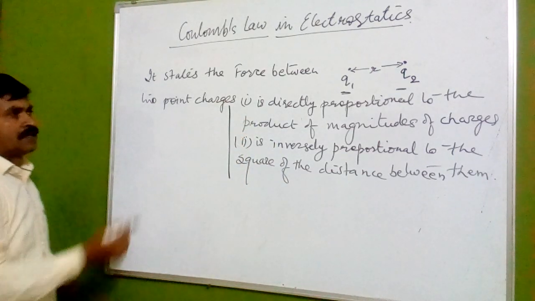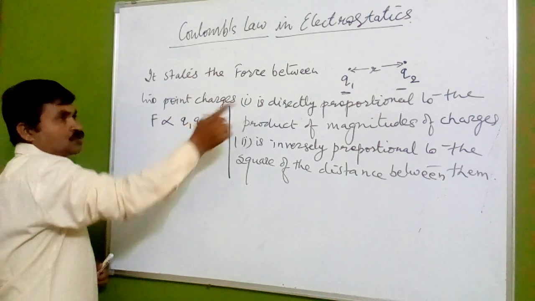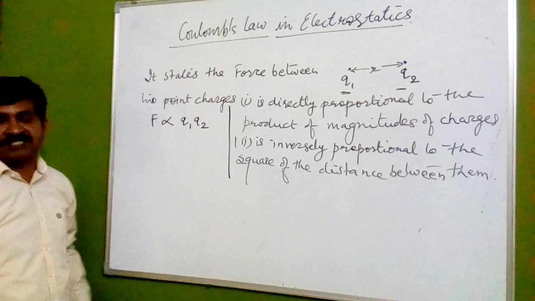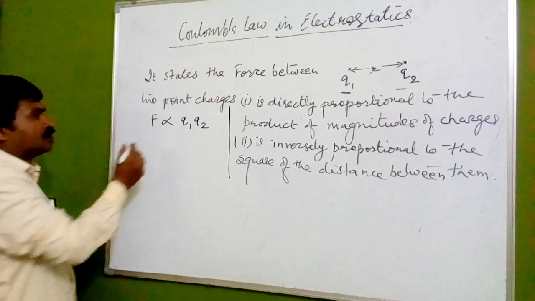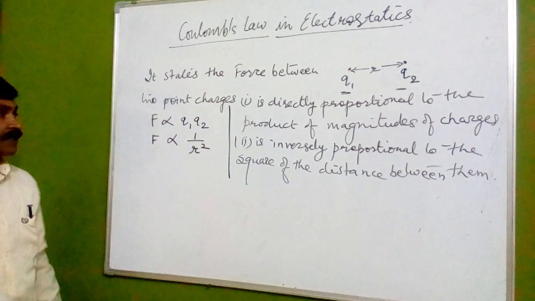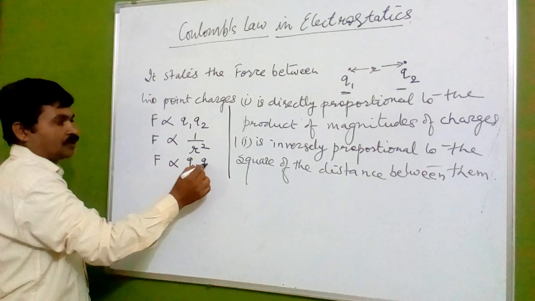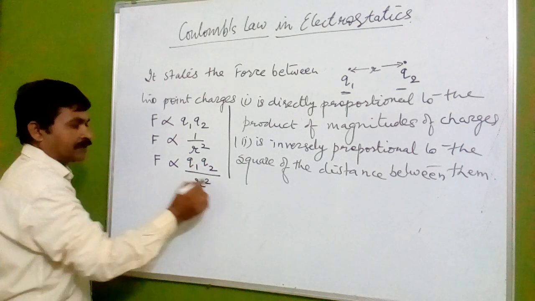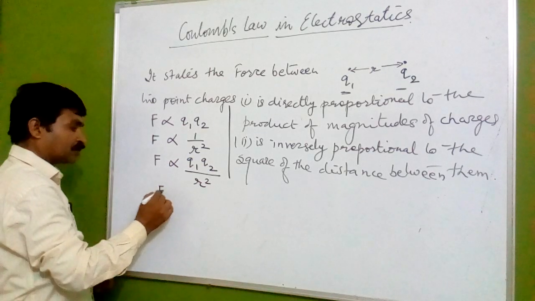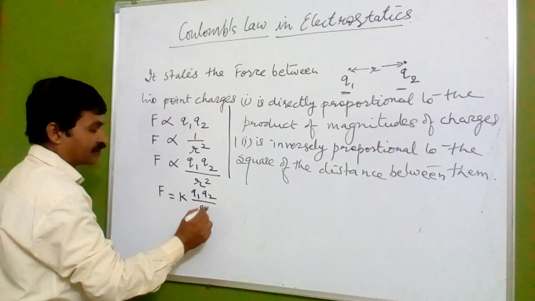F is directly proportional to the product of their charges. We have taken these two charges whose magnitudes are Q1 and Q2, and they are separated by a distance r. So F is directly proportional to 1 upon r square. Now we can combine these two. So F is directly proportional to Q1 Q2 upon r square. Now we have to remove this proportionality, and it will be removed by a constant k, so F equals k Q1 Q2 upon r square.